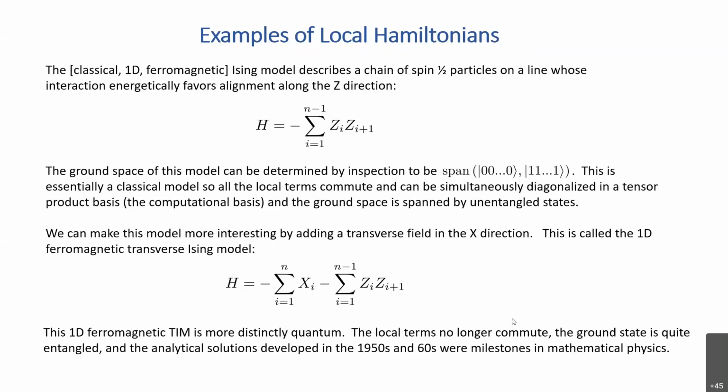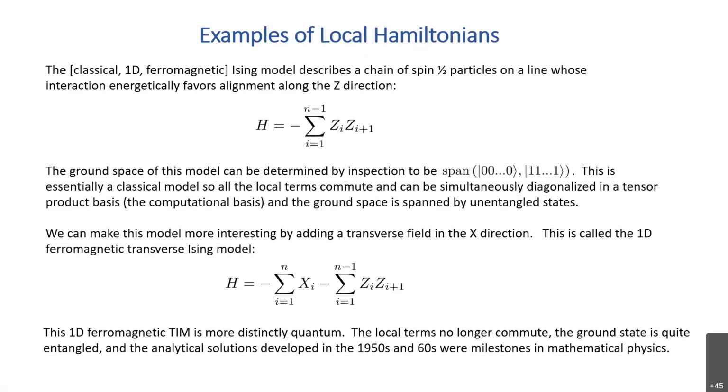So here we just have the interaction between particles that are nearest neighbors, i and i plus 1. And this will be minimized. The minimum energy corresponds to them being aligned. And so the ground states we can determine by inspection. And the ground space then is the span of the all 0 string and the all 1 string, because those are the product states that minimize the energy of this Hamiltonian. So this is essentially a classical model. All the terms commute. They can be simultaneously diagonalized, and it's easy to get this solution, right?